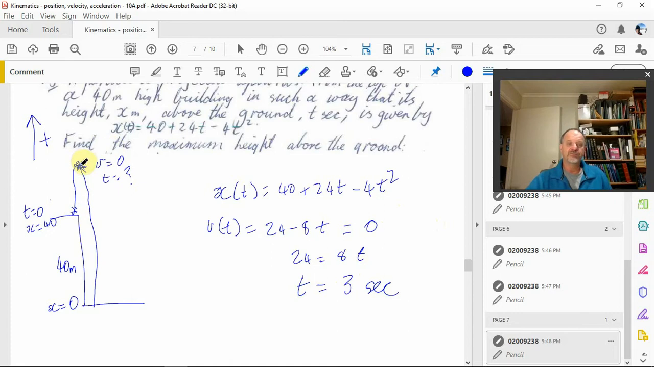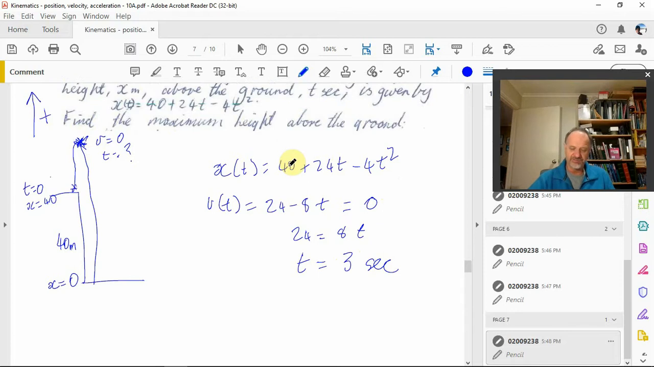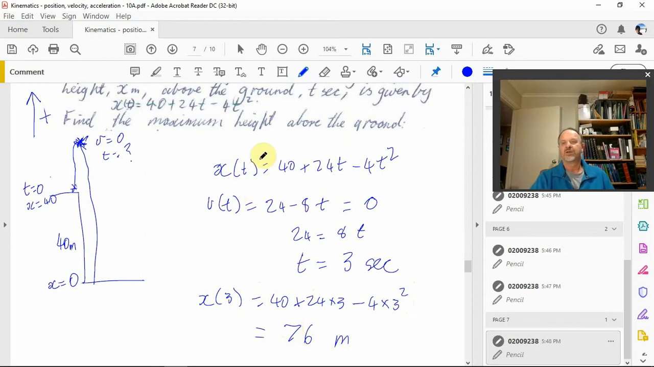Since we chucked it, it's 3 seconds to get to the highest point. We want to know what that height is above the ground. So we need to know x at 3. So that's 40 plus 24 times 3 minus 4 times 3 squared. Yep, that's right. And so that, when you work it out, is 76 metres. So it's 76 metres above the ground, its maximum height. All right.